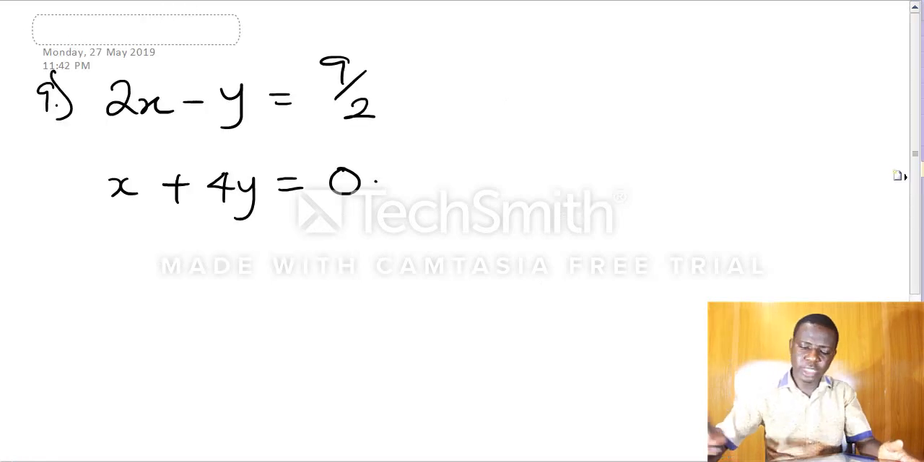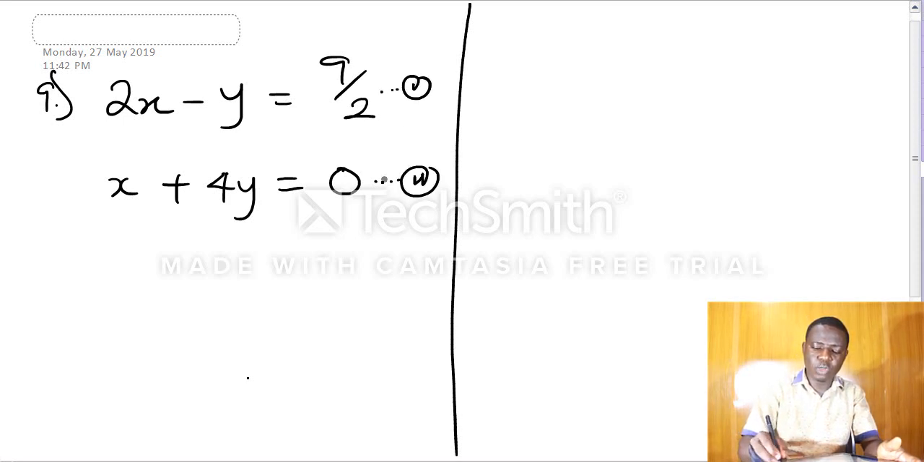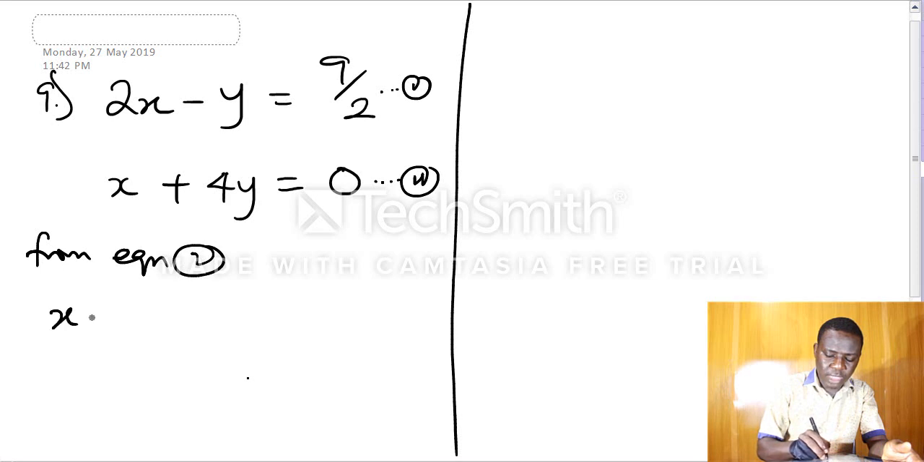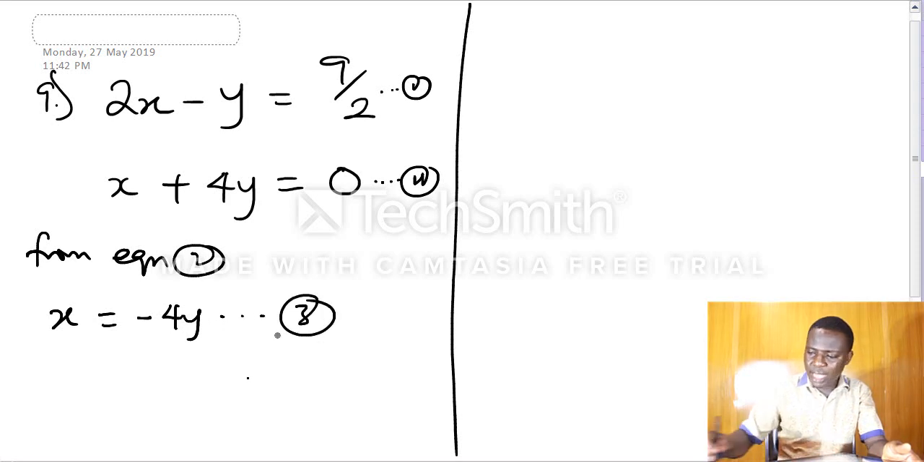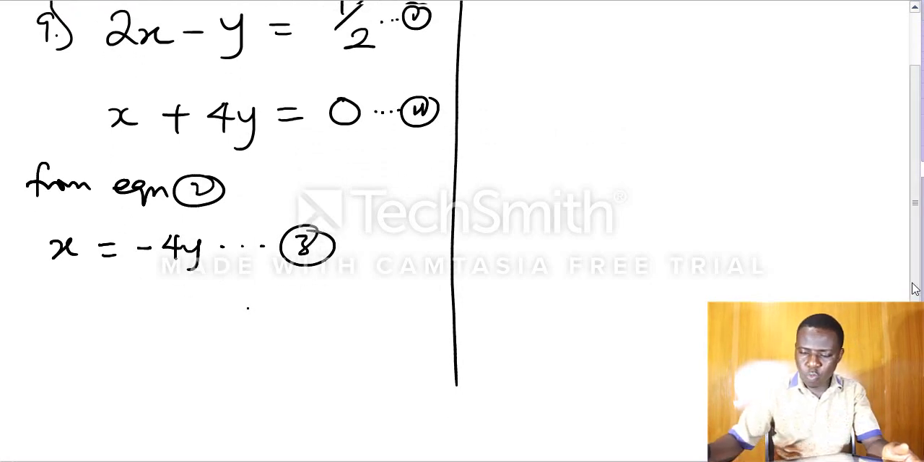Our last question for today says 2x minus y is equal to 9 over 2 and x plus 4y is equal to 0. So from equation 2, I'm going to make x the subject of the formula. That is, from equation 2, we have x to be equal to minus 4y, call this equation 3, and we will then substitute the value for x into equation 1.